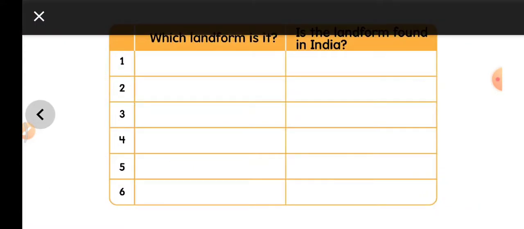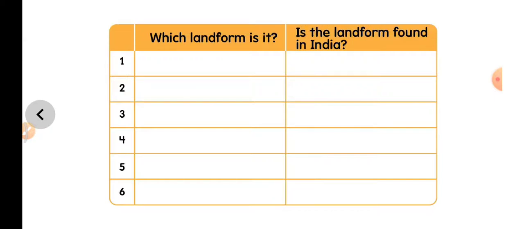This is the table. Which landform is in number 1? It is mountain. So in the first column for number 1 you are going to write mountains. And what is the question? Is the landform found in India? Yes, it is found in India. In the north part of India we have the Himalayas. Such mountains are there. Second picture, the plains. Yes, we have the plains. They are towards the south of these northern mountains.